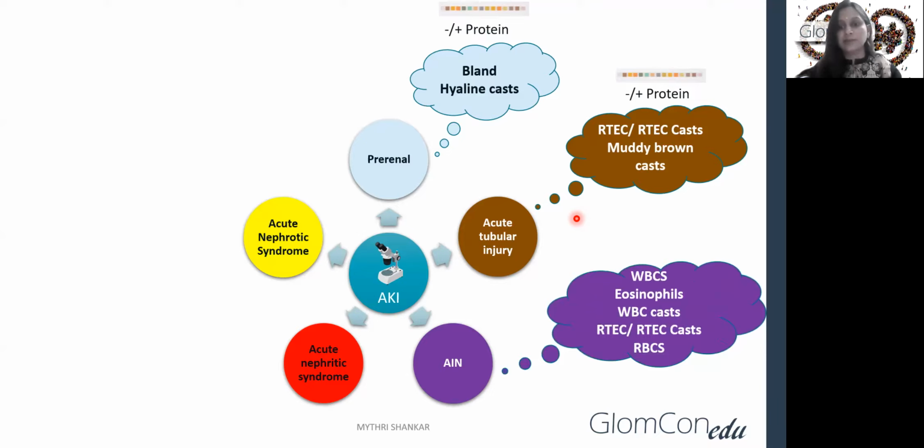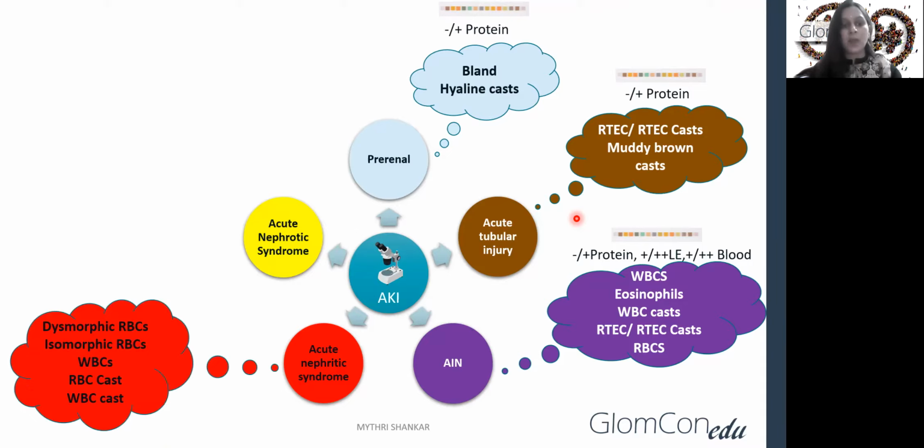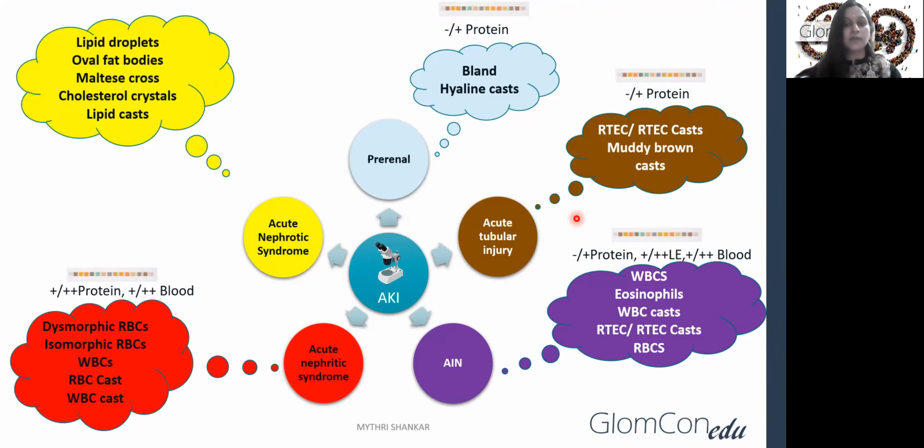In acute interstitial nephritis, we may see WBCs, eosinophils, WBC casts, renal tubular epithelial cells and renal tubular epithelial cell casts, also sometimes RBCs. And on dipstick, negative to 1 plus protein, 1 plus to 2 plus leukocyte esterase and or blood positivity. In acute nephritic syndrome, we may see dysmorphic RBCs, isomorphic RBCs, WBCs, RBC cast and WBC cast. And on dipstick, 1 plus to 2 plus protein and blood. In acute nephrotic syndrome, we may see lipid droplets, oval fat bodies, Maltese cross, cholesterol crystals and lipid casts, and 3 plus to 4 plus protein on dipstick.